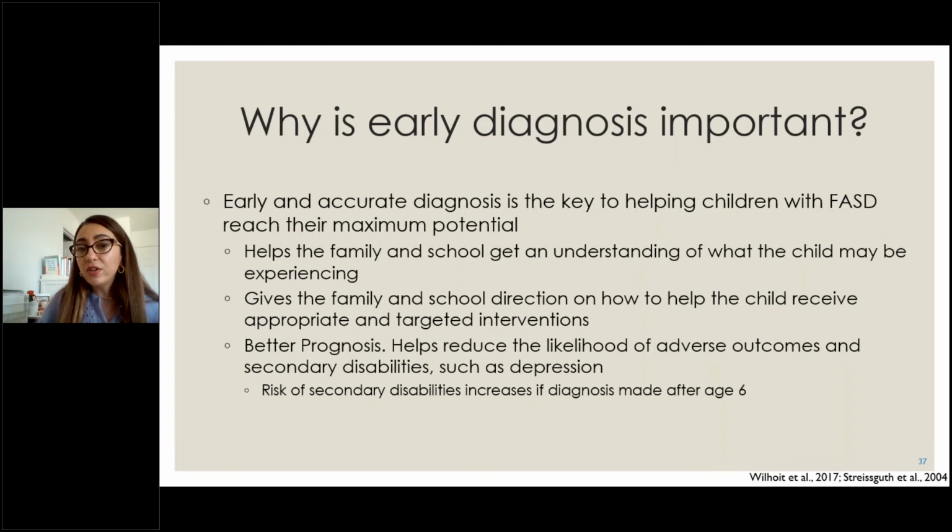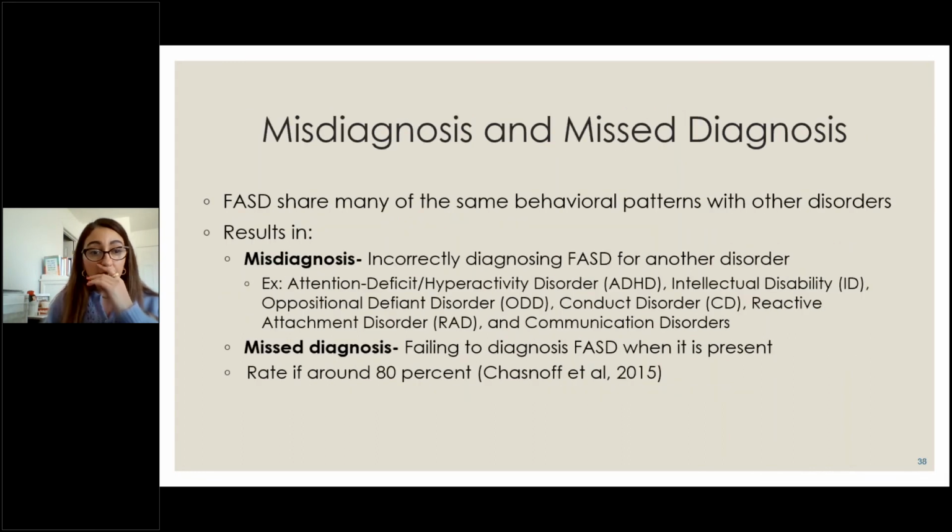And it also is very important for a better prognosis. It reduces the likelihood of adverse outcomes. It reduces the likelihood of secondary disabilities, such as depression, dropout, substance use, and so forth. The risk of secondary disabilities increases if the diagnosis is made after 6, because after that, if they start to get a misdiagnosis, they start going on to a different route. And that route is definitely not helpful.